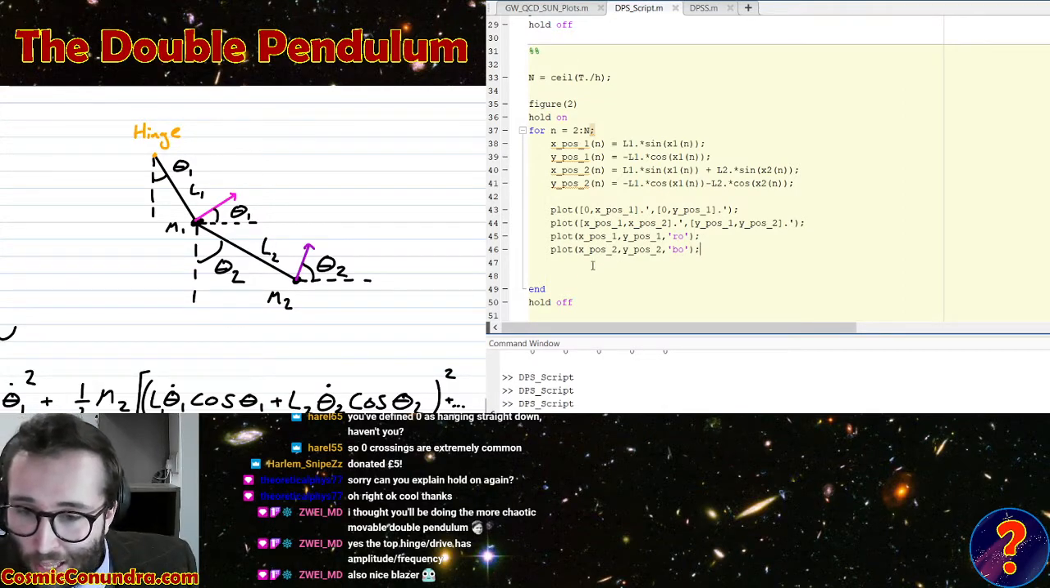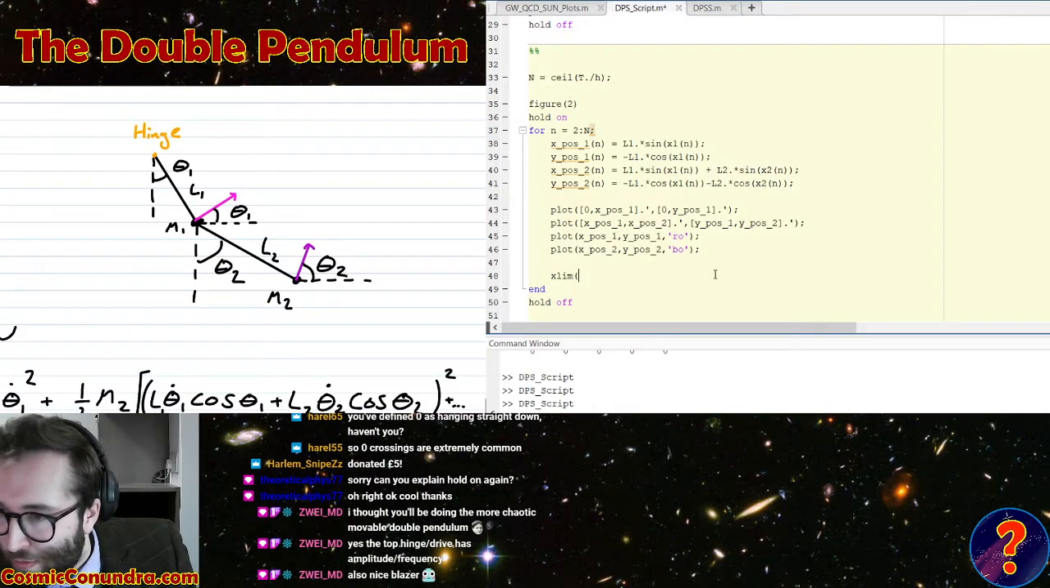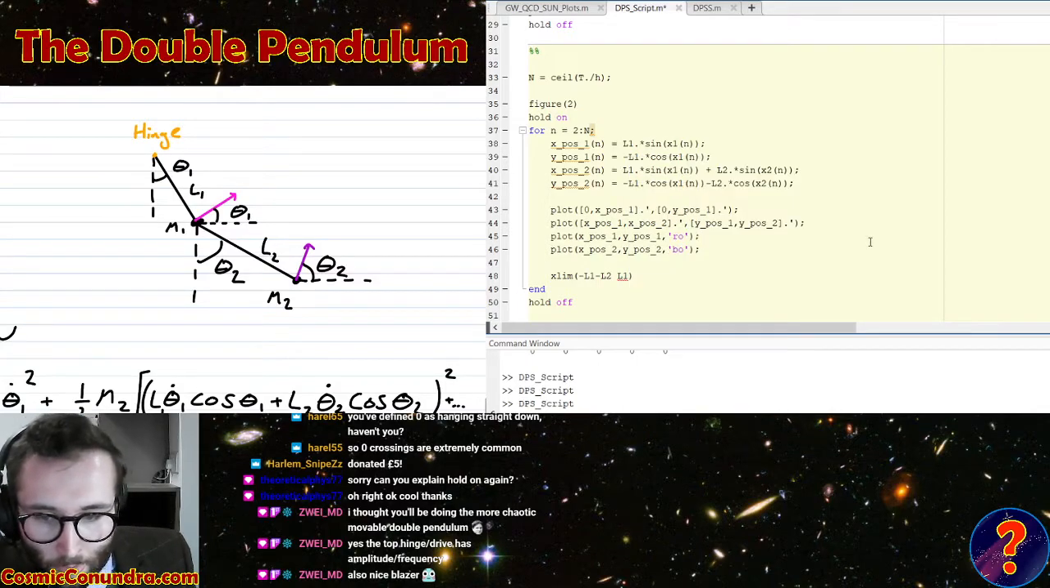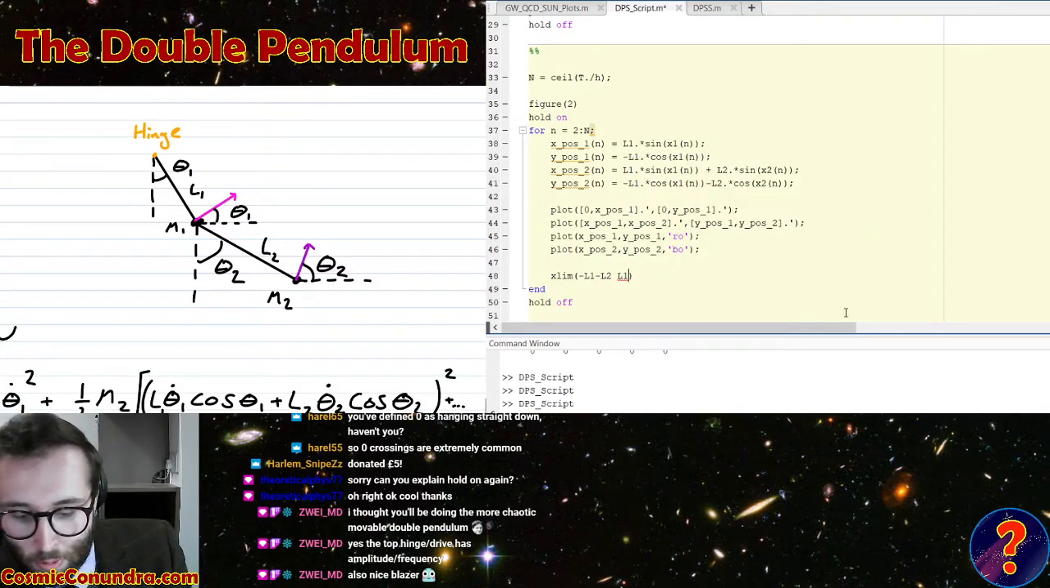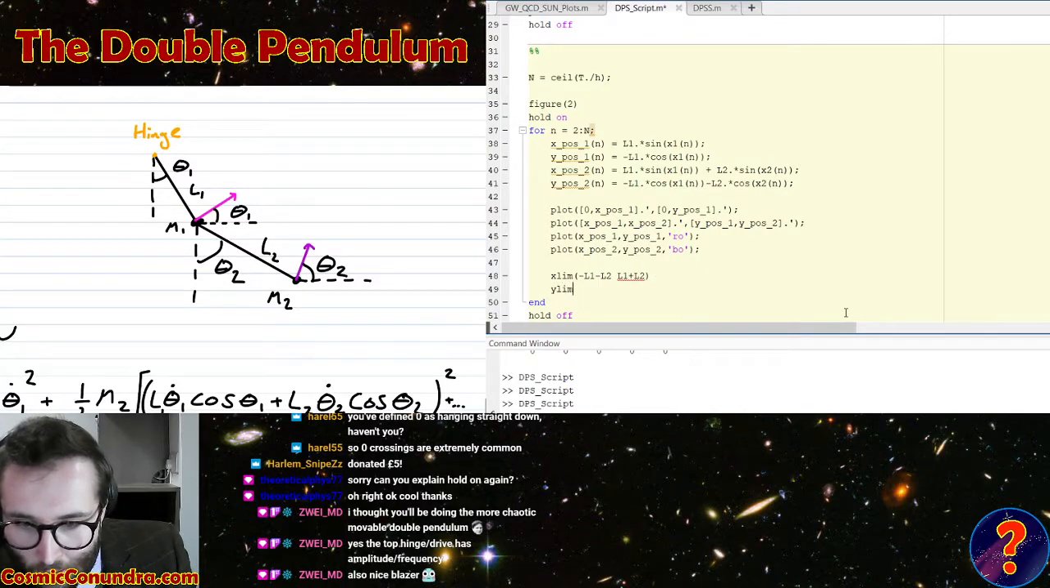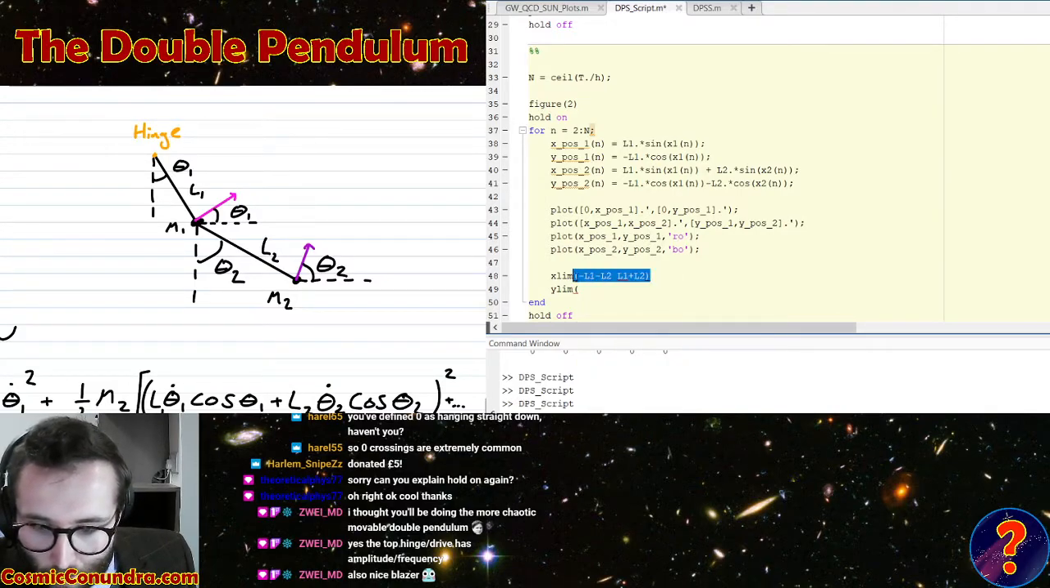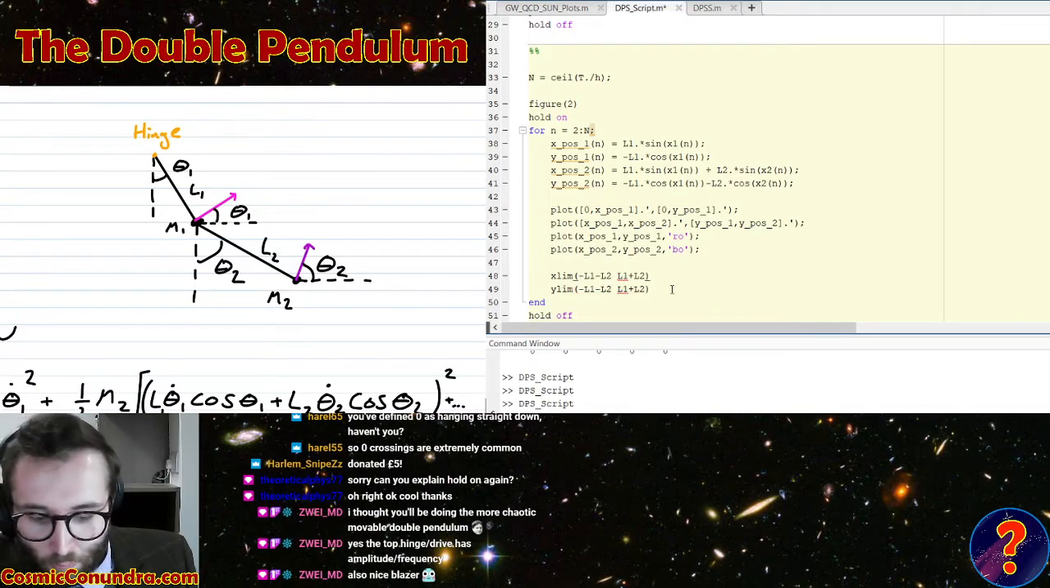Another thing I should have done, this is perhaps not related to why it's not plotted as it goes, but I should have set the x limits and the y limits so that the frame stays fixed. So the x limit, I want to go between minus L1 plus L2 all the way up to L1 plus L2. And the y limit, I want to go from the same place. Just so it keeps it in a box that is the size of the maximum displacement x and y wise it can have.